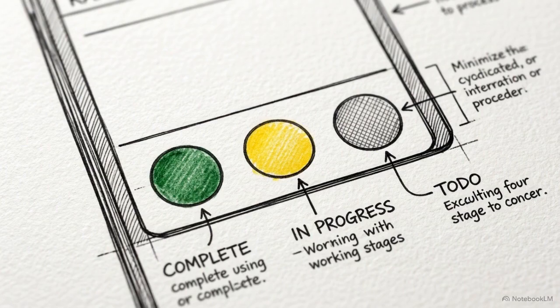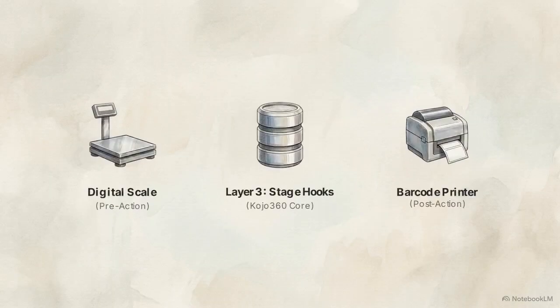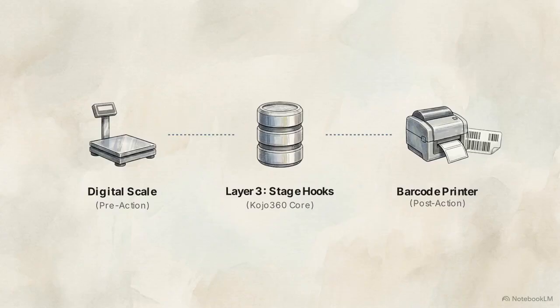You can track individual items moving across multiple parallel stations, with colored dots indicating their exact progress. While those items move across the digital board, the final piece of the architecture, Layer 3, or stage hooks, is operating in the background. This diagram illustrates how Layer 3 communicates directly with your physical hardware. It reads exact values from a digital scale or triggers a barcode printer the moment a stage begins.